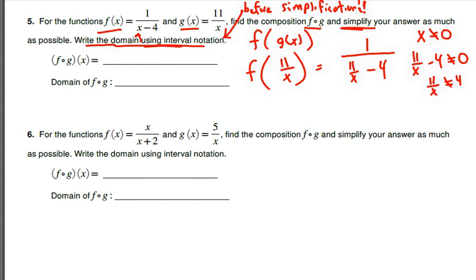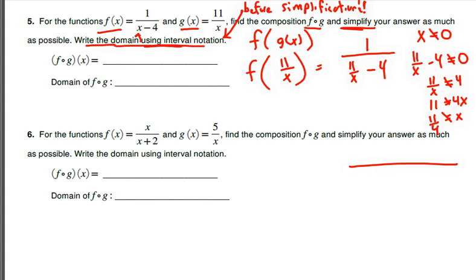Add 4 to both sides, multiply both sides by x, end up with 11 equals 4x, divide both sides by 4, you get 11 over 4. So x cannot equal 11 over 4, which is almost 3, like 2.75 or something like that.